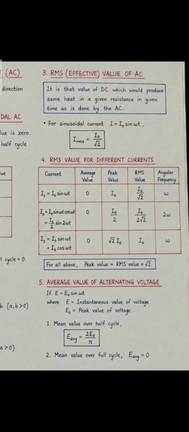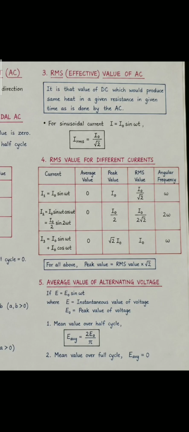And for all the above, peak value is equal to RMS value into root 2. In the case of I1 is equal to I naught sin omega t, if we multiply I naught by root 2 into root 2, we get I naught. Like that, to get peak value we have to multiply root 2 with RMS value. Then we can get I naught by 2 as a peak value and root 2 I naught as peak value.